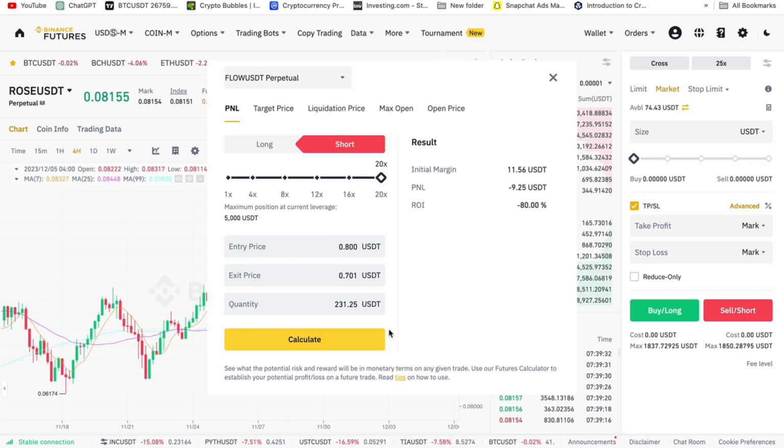0.701 here. Then we click on confirm. So if we are risking $9, we are going to make $28 profit from this trade. So that's it. This is how we use the profit calculator. It's very important to learn more about it.